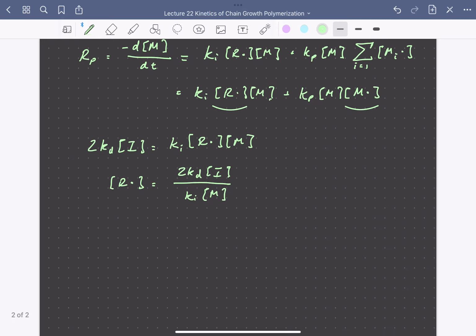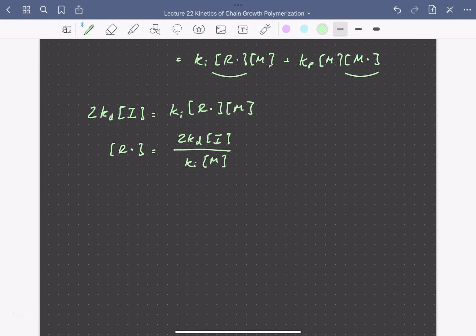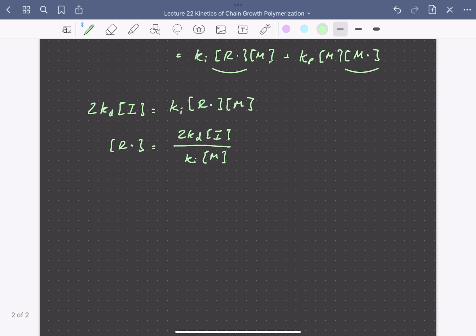Similarly, we can do a pseudo-steady state approximation on M dot. What this would mean is that the rate of initiation and the rate of termination are going to be equal. So we can write the rate of initiation, that would be Ki times R dot times M, is equal to, so we have two termination pathways. We could do combination termination or disproportionation, and this will depend on our concentration of growing chains squared.